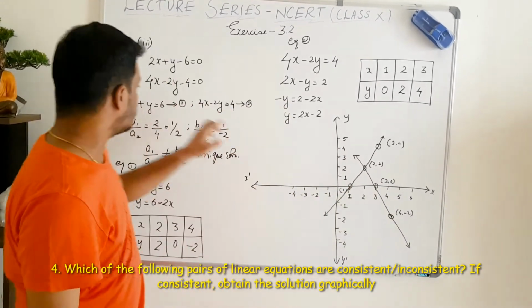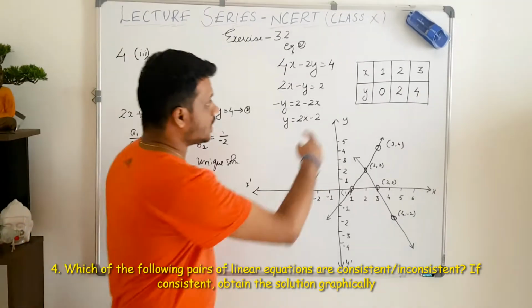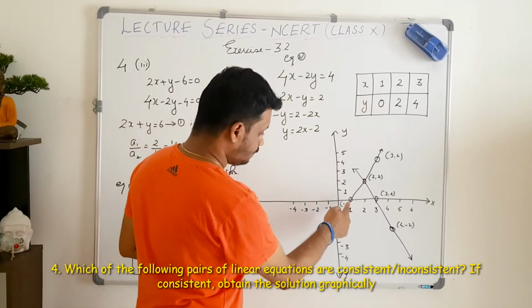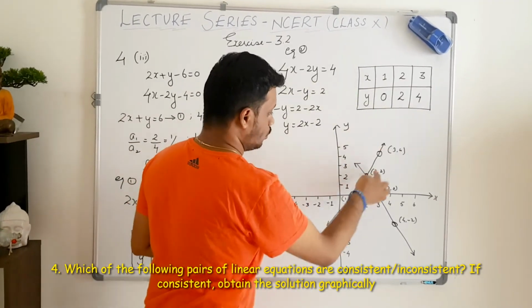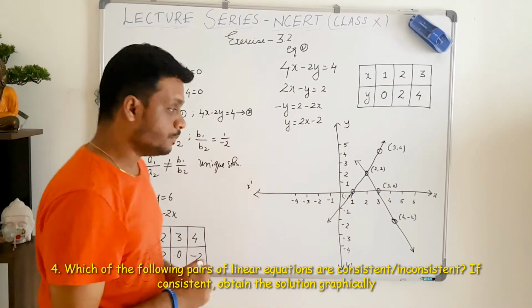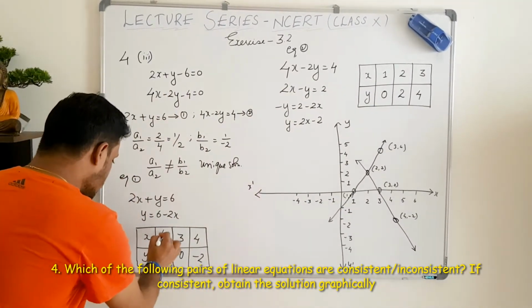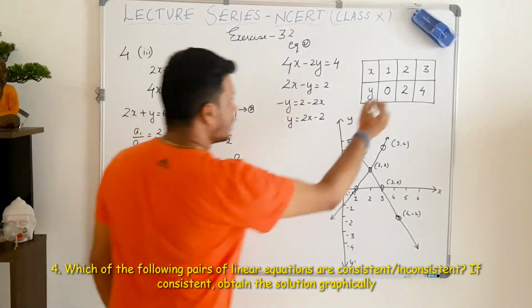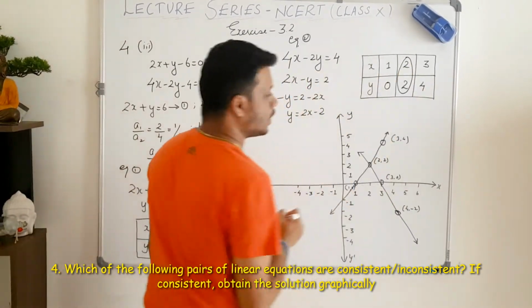So this line represents the first equation. Then the second equation is 1, 0 over here, 2, 2 which is here, and 3, 4 which is here, and this line represents the second equation. And when you see, you have this value 2, 2 in this as well as in this.